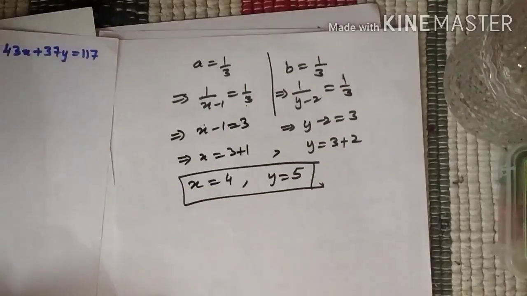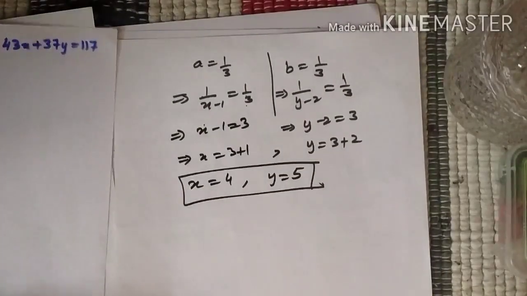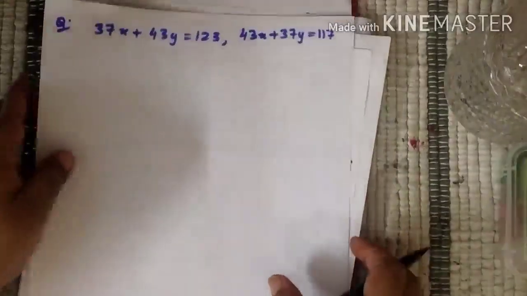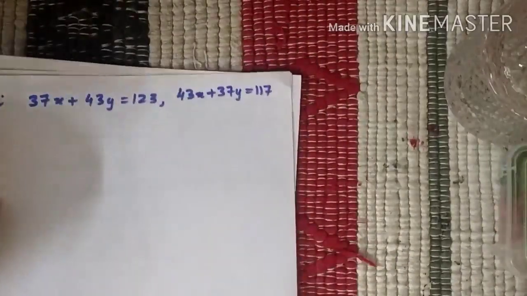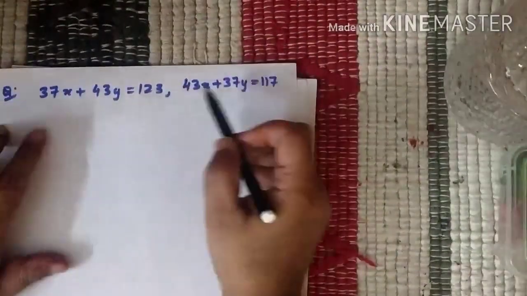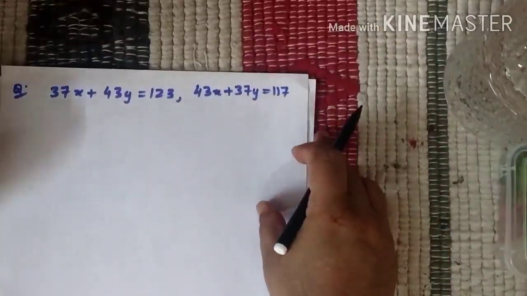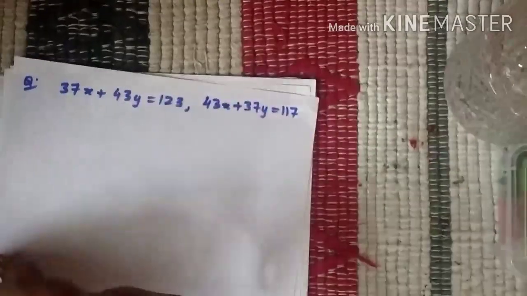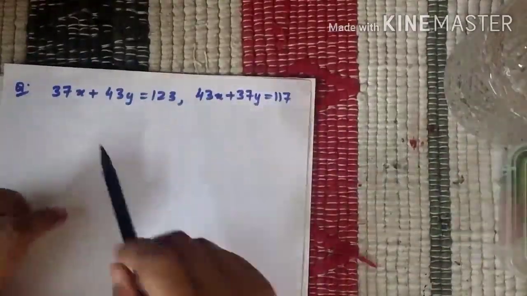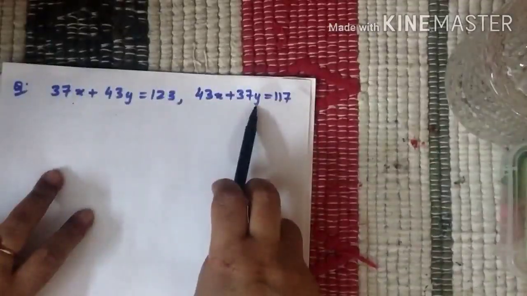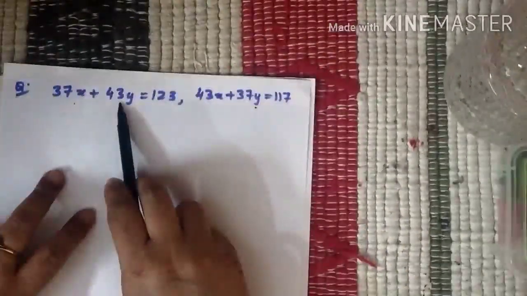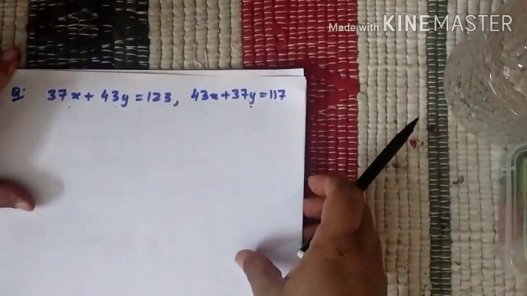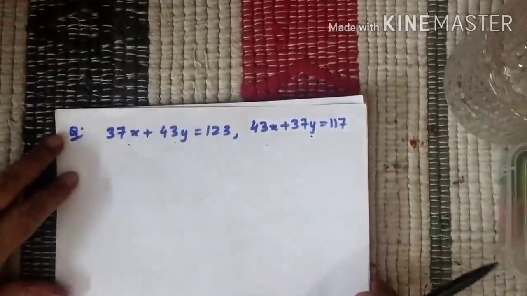Then another type of equations that we have done is these kind of equations where we have big coefficients. 37x plus 43y is 123, 43x plus 37y is equal to 117. In addition to having large coefficients of x and y, if you are observant enough, you see the coefficient of x is the coefficient of y in the other equation, and the coefficient of y is the coefficient of x. So in such equations, we have a special technique to solve them.